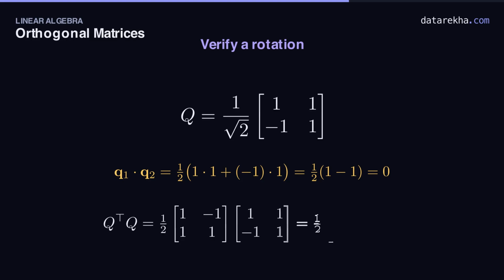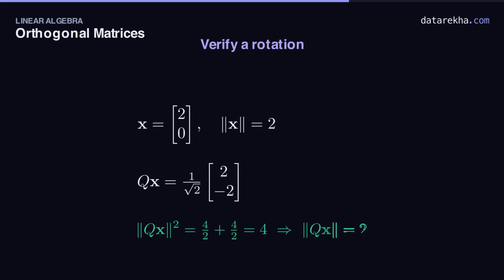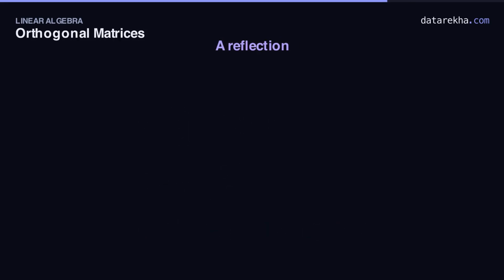Cross-check the other way. Multiply Q transpose by Q directly. The diagonal entries are 2, the off-diagonal 0, and the half out front makes it the identity. And see length preservation live. Feed in x equals (2, 0), of length 2. Q sends it to 1 over root 2 times (2, -2). Its length squared is 4 over 2 plus 4 over 2, 4. So the length of Qx is 2, exactly what we started with. Moved, not stretched.